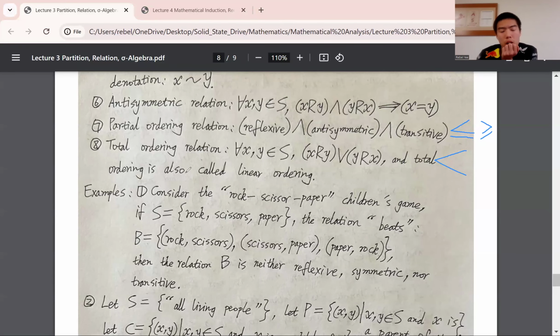And for the next one, why is total ordering smaller or larger? Let's first see the definition. It means for x and y, x is related to y or y is related to x. So it cannot occur at the same time, for example, a smaller than b and b smaller than a cannot occur at the same time, because it's or. This is the exceptional case.